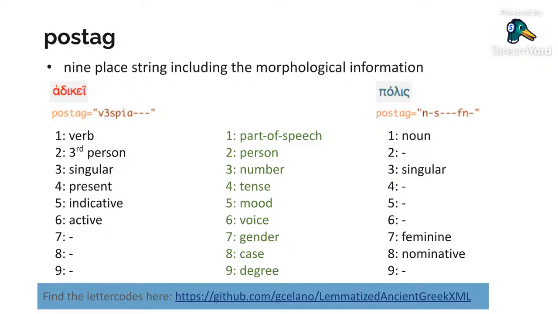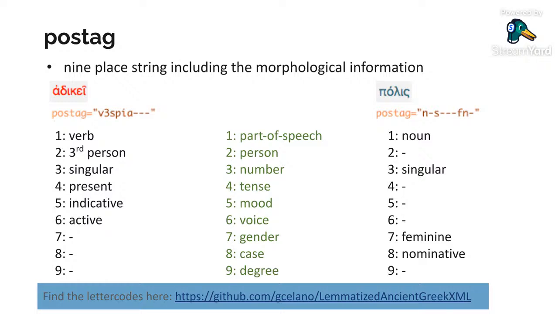So the first place means the part of speech, the second place the person, number, tense, and so on. So when we have a verb, then certain places in this string are relevant to the verb form here. First of all, it's the verb, then it's the third person, then it's the singular, present indicative active. And for a noun, different places in this string are relevant. So there are empty slots because they are not relevant for a noun.